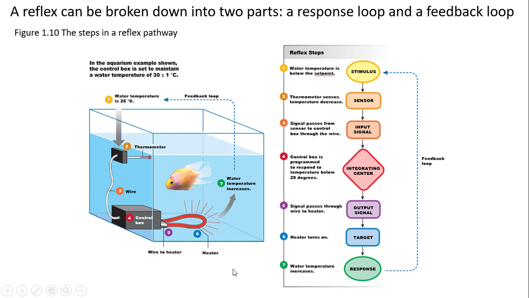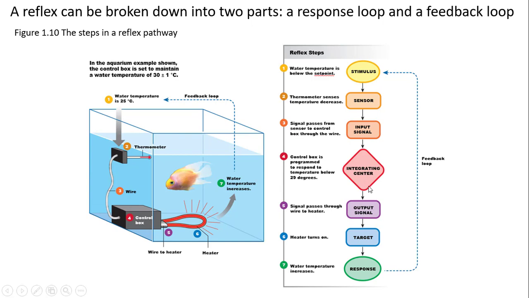So we'll use a simple example using an aquarium. We have a stimulus, which is the water temperature. It's picked up by a sensor, so there's a thermometer that picks up the water temperature. The thermometer sends a signal to the control box, which would correspond to the integrating center. Now this integrating center would have a set point. And so this input signal, which is the current temperature, is compared to the set point, and then based on the difference, the integrating center sends the appropriate output signal.